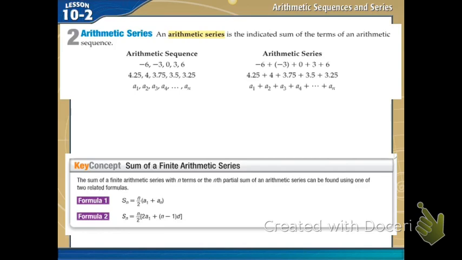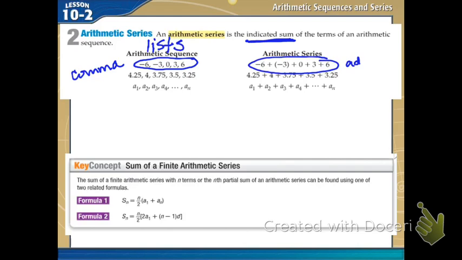So we've looked at arithmetic sequences. Arithmetic sequences are lists of terms. And the terms themselves are equally spaced apart. In other words, there's a common difference between them. The difference between an arithmetic sequence and an arithmetic series is that the series is the sum of those terms. So if you see a sequence, you'll notice that you'll have commas separating your terms. And if you see a series, you'll notice that you'll see addition signs separating your terms.